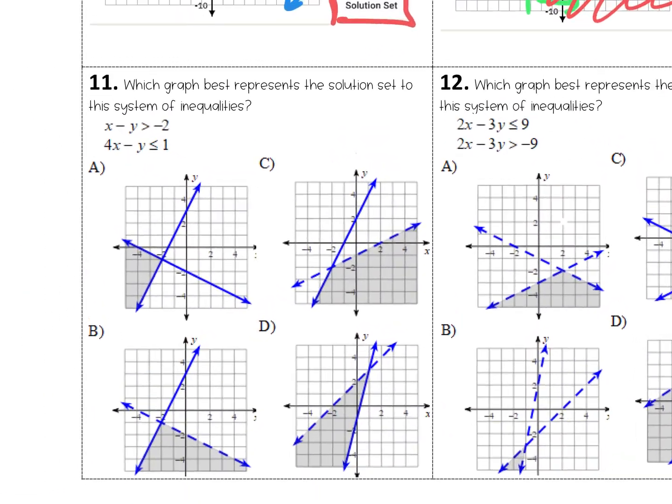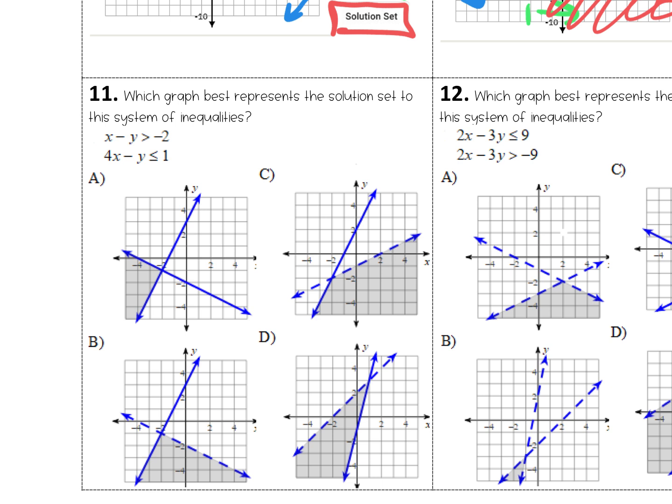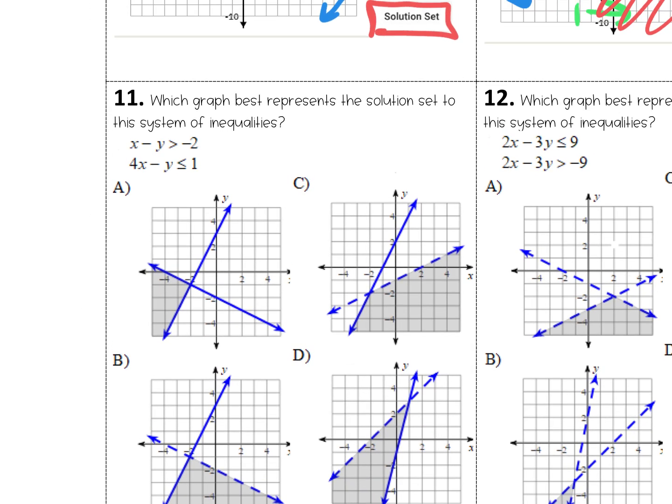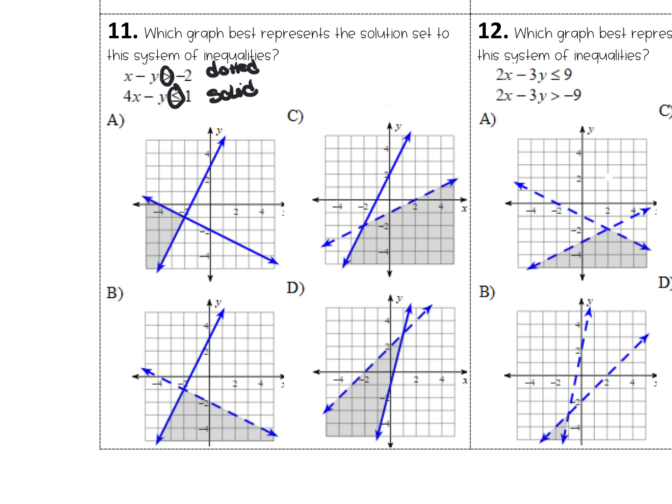For number 11, you can absolutely decide that you want to do the end solve graph. Before you do anything else, though, I would like to tell you to look at these two signs. This one should be a dotted or dashed line. This one should be a solid line. So based on that fact, it can't be letter A. Letter A is gone.